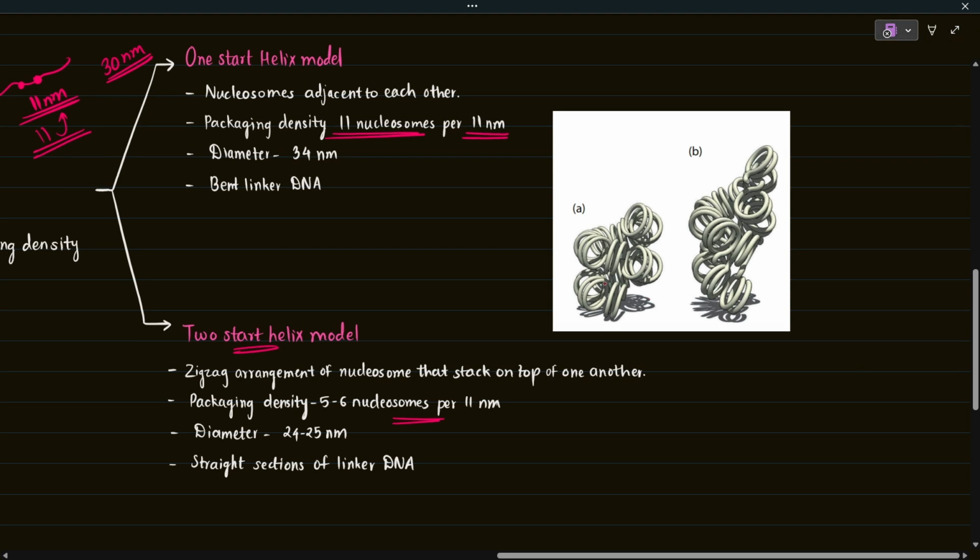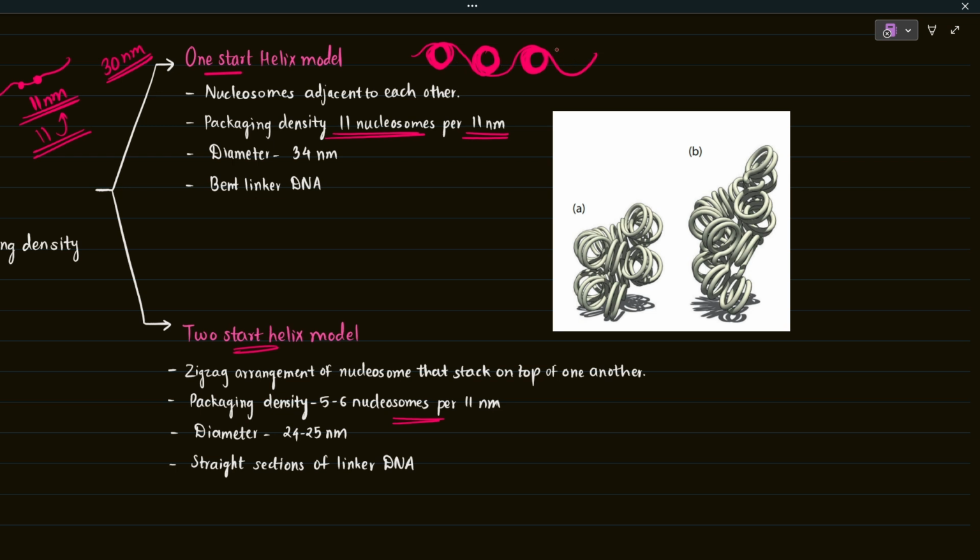Okay, so what happens in one start helix model, the consecutive nucleosomes. This is nucleosome 1, this is nucleosome 2, and this is nucleosome 3, and DNA is wrapped around this like this in certain number of turns. Okay, so the DNA is wrapped around the nucleosome in such manner. So what do you do? You start taking these buttons and you put them next to each other.